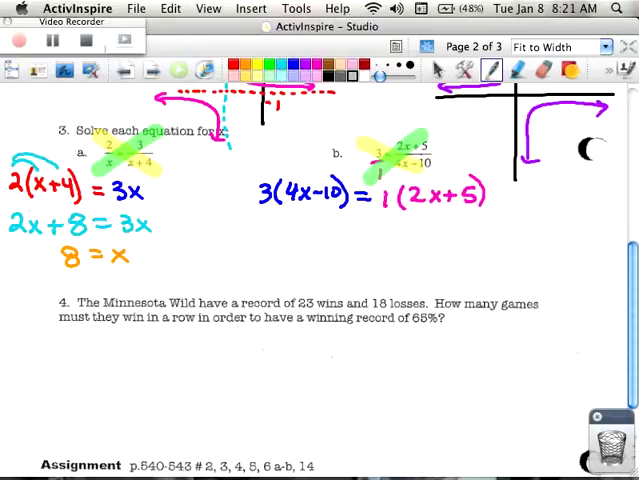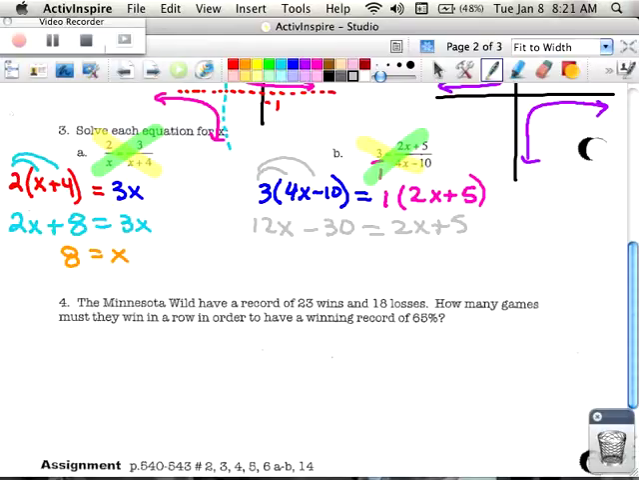If I simplify that a little bit, I'm going to distribute the 3 to the 4x and the negative 10. That means I have 12x minus 30 equals 2x plus 5. And this is going to involve moving some things around, so I'm going to do a couple steps at the same time. So put your pencils down, just listen and see if this makes sense to you.